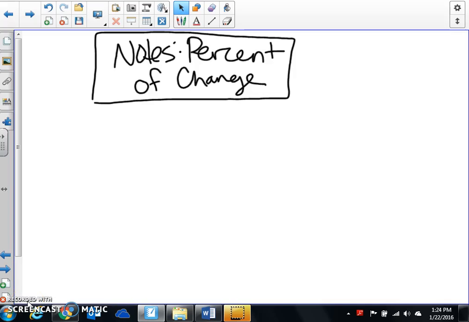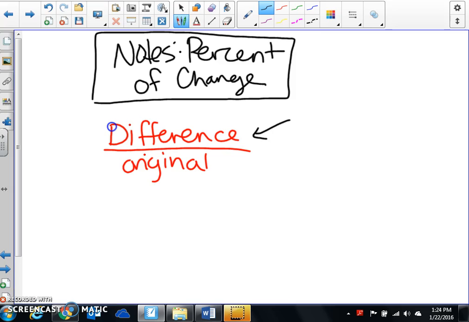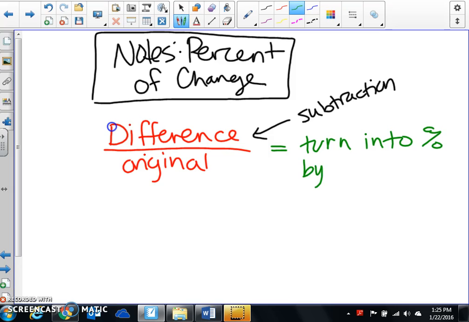Alrighty, so percent of change. In general, the formula is difference over original. Now, the difference, reminder, means subtraction. And then at the end, once you get this number, you still have to turn it into a percentage. And remember, we do that by moving the decimal to the right twice.